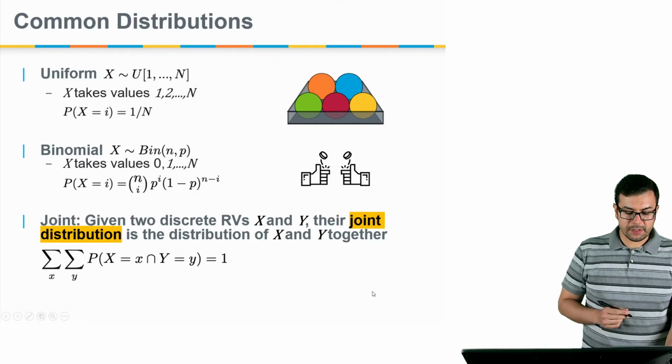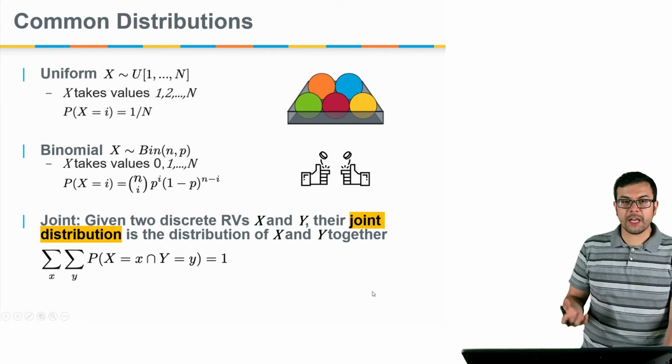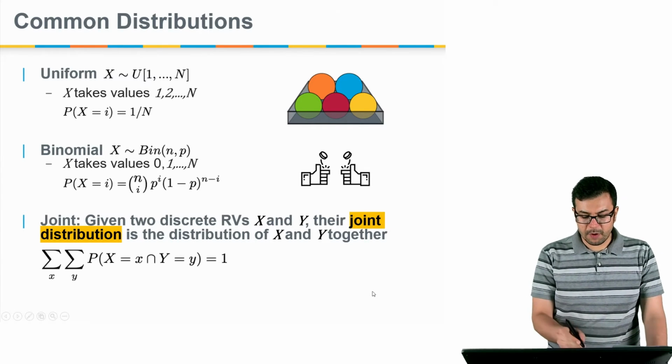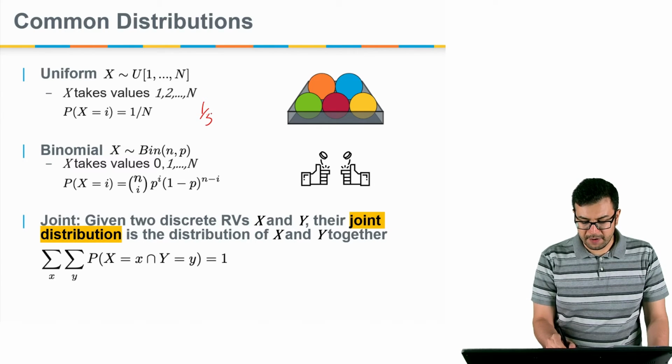Suppose you have balls with different colors in a box, each from one color, and you want to calculate the probability of the ball that you pick being from one color. So that probability is 1 over the number of balls you have. In this case, it is 1 over 5.